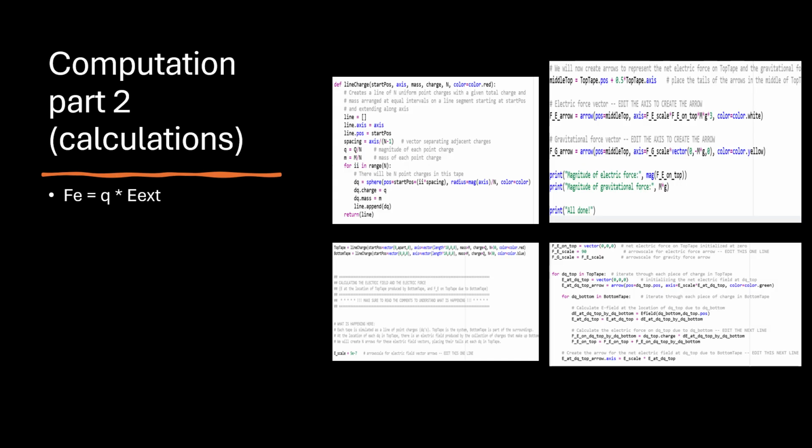To model the tape more realistically, we break it into small point charges using the line charge function. Each tiny charge is a fraction of the total charge and mass. By using many along the tape, we approximate a continuous line of charge, which matches how the tape actually behaves. We create top tape and bottom tape using line charges at their positions according to the experiment. For each point in top tape, the code calculates the electric field from all points in bottom tape. The code also draws arrows: green for electric field, white for net electric force, and yellow for gravity. Finally, the code prints the magnitudes of the forces.